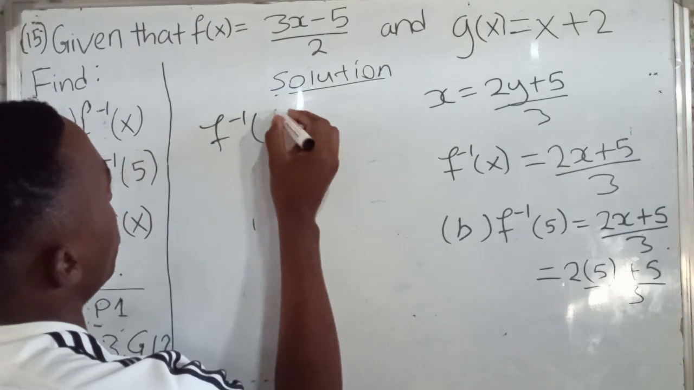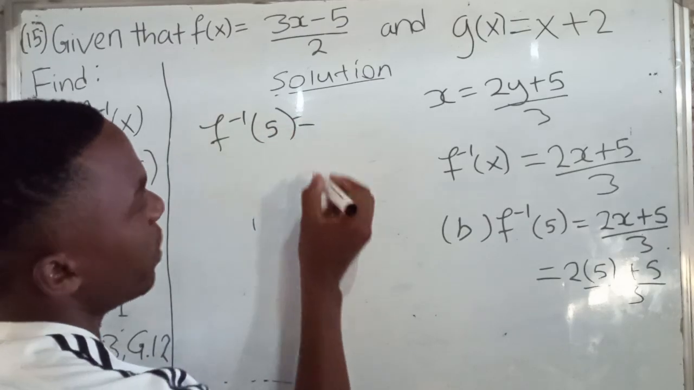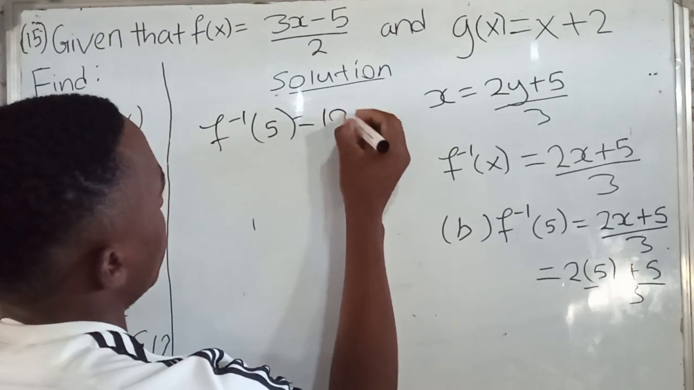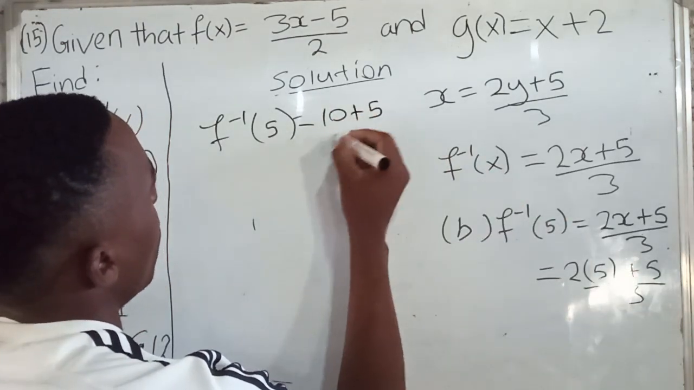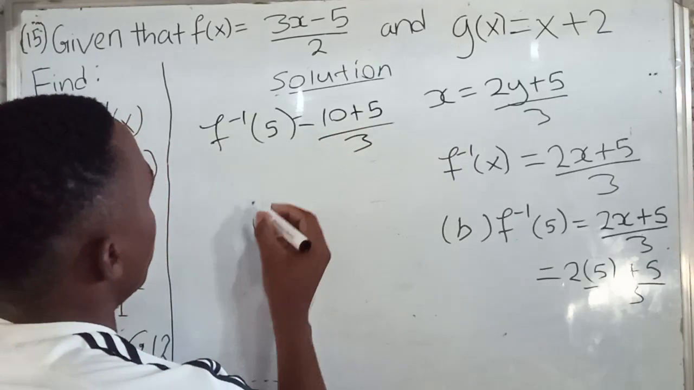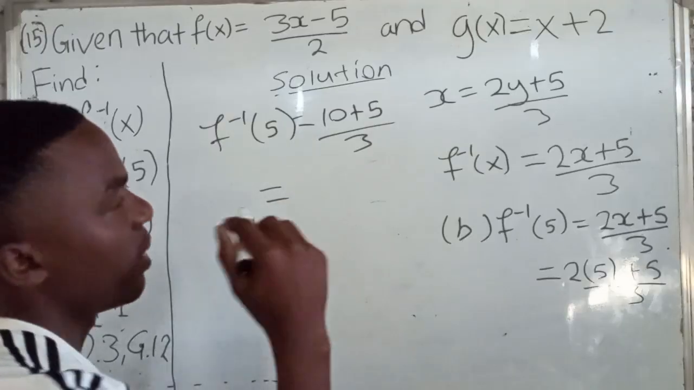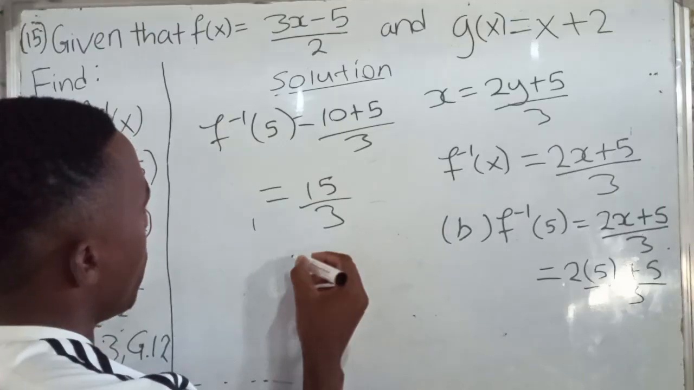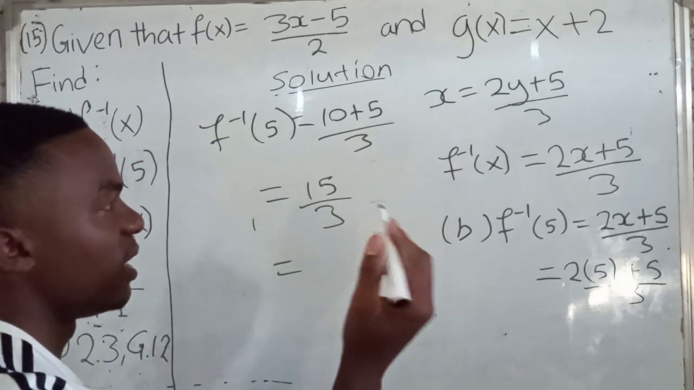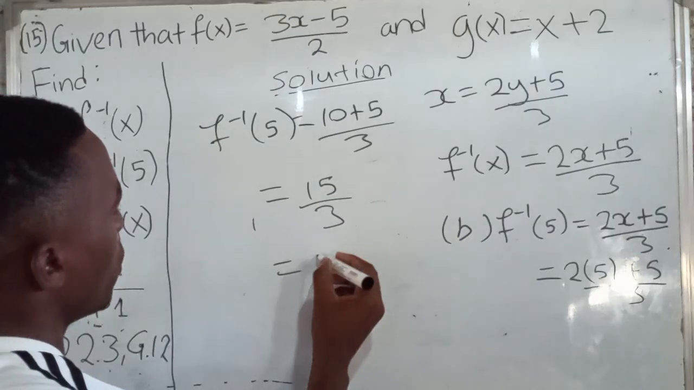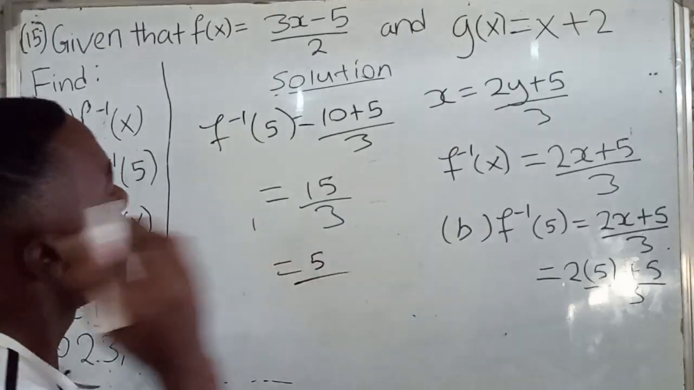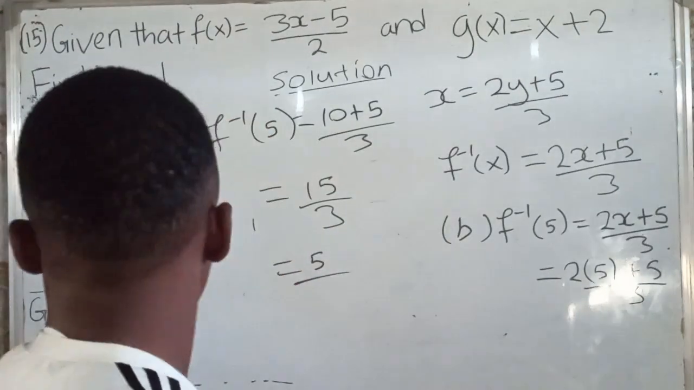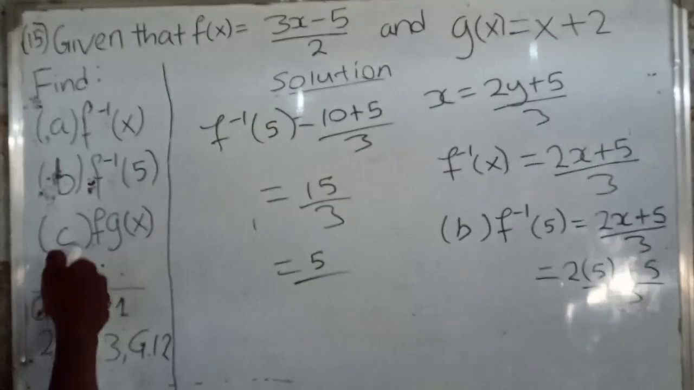Okay, so we are going to have f inverse of 5 will be equal to 2 multiplied by 5, it is 10. It is (10 + 5)/3. So you are going to find that 10 plus 5 is equal to 15 over 3. Then finally 3 into 15 is equal to 5. So the inverse of 5, the answer is equal to 5. So we go to the last one, the composite function.